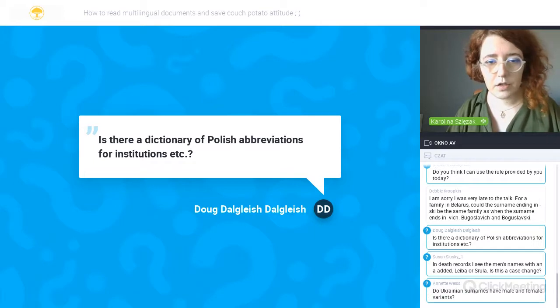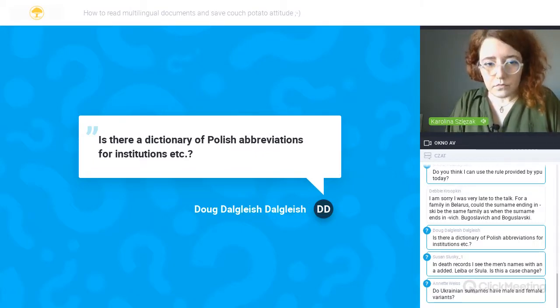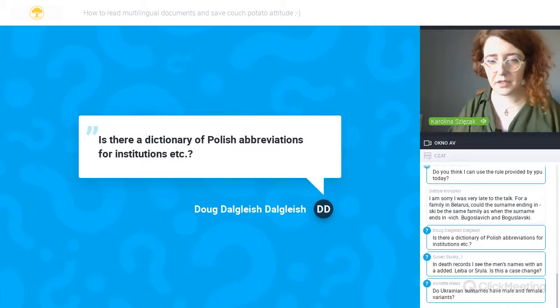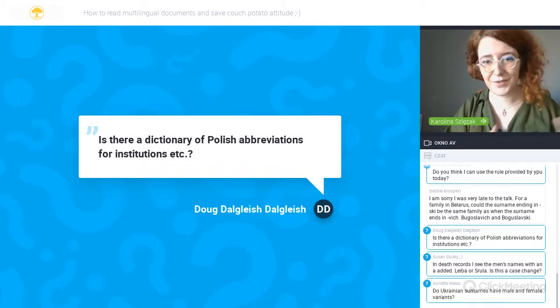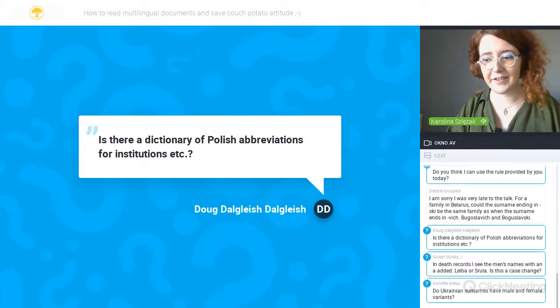Is there a dictionary of Polish abbreviations for institutions, etc.? Well, for this I would use, I think, the FamilySearch dictionary, let's say, would be enough. We had only a few minutes to discuss every language, but there you can find a way how to create the abbreviation. So there you can check this.